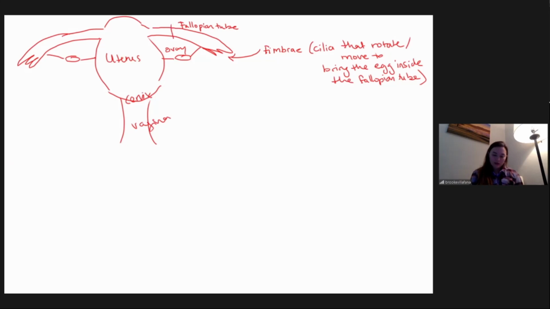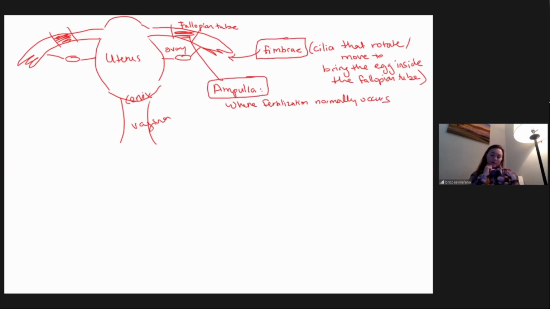And then this section here in the middle is called the ampulla. And this is where fertilization normally occurs. So ampulla will be tested, fimbriae will be tested. Okay, the uterus, cervix, vagina is more for like your reference.